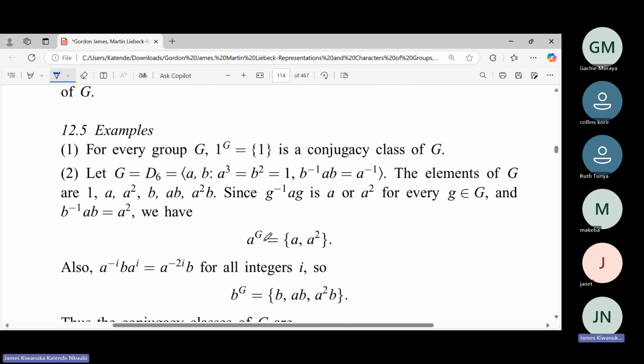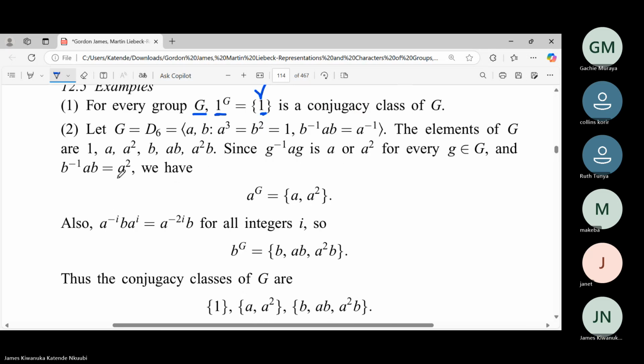So here are some examples. If you have any group, the conjugacy class of the identity element is just the identity element. This is because if you multiply the identity element by G inverse on one side and G on the other side, this will still be the identity element. It won't change. So you can't get any other element in the conjugacy class of the identity element. So that's a useful observation.